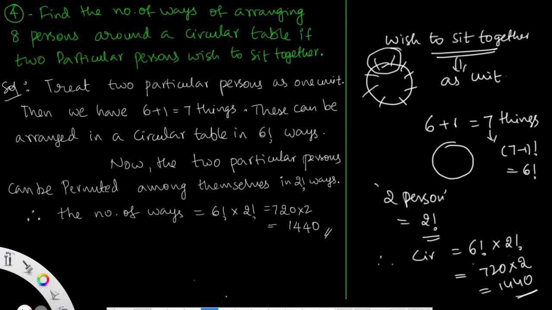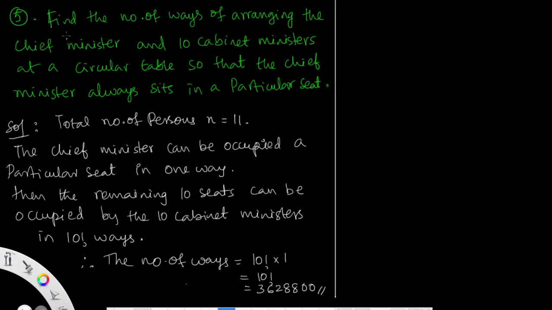This is question number 4. Then go to question number 5. Find the number of ways of arranging the chief minister and 10 cabinet ministers at a circular table so that the chief minister always sits in a particular seat. So the chief minister can sit in any particular seat.